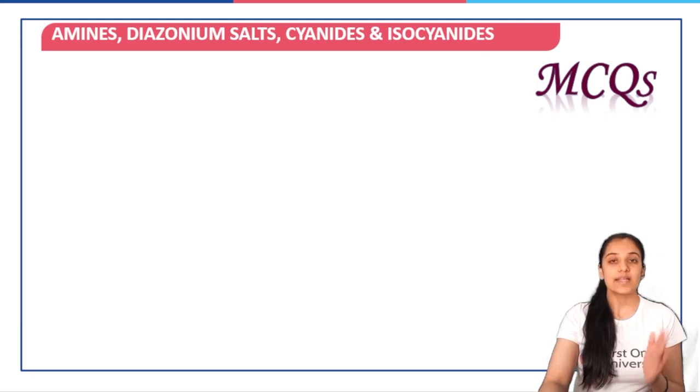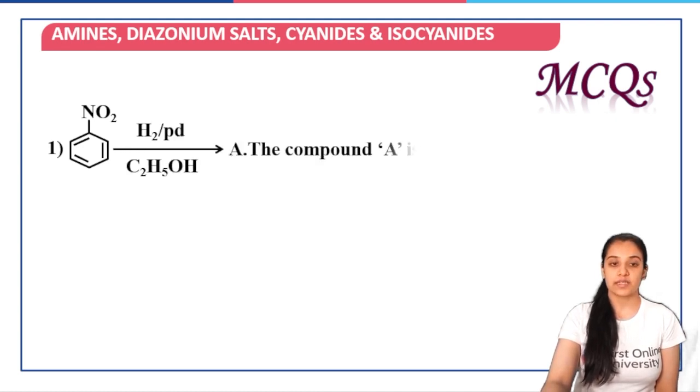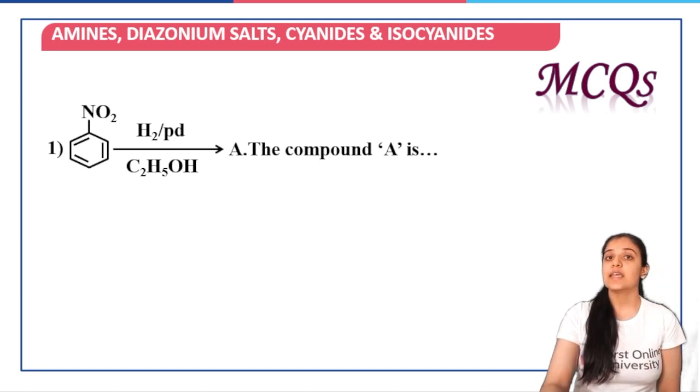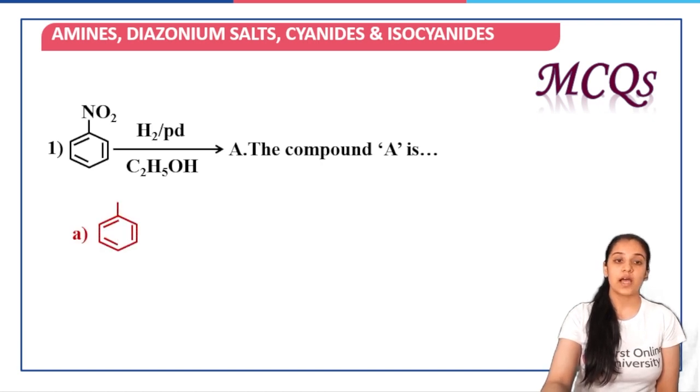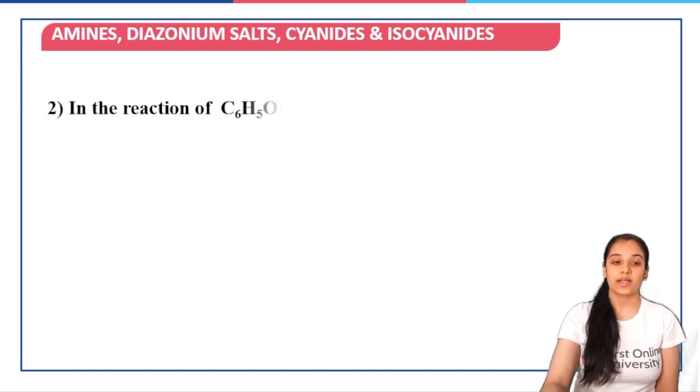Now, towards the end, let us have a look at a few MCQs. The first question is, nitrobenzene in the presence of H2/palladium, we get A as the product. This is the exact question that has been asked in the entrance exam, and therefore you are supposed to be practicing such questions. What is going to be the answer? We know that nitrobenzene is capable of getting reduced to aniline. So option D is the right answer.